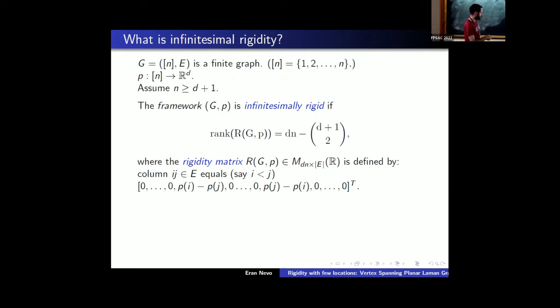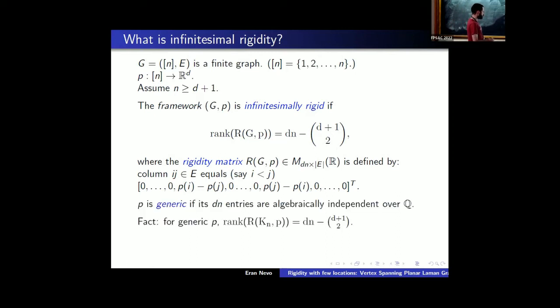So let's give details here. The matrix has dn rows and one column per edge. For the edge ij, we put in the d rows for the vertex i the location p_i minus the location p_j, and vice versa for the d coordinates for j, p_j minus p_i, and zeros for the other ones. So that's the matrix.